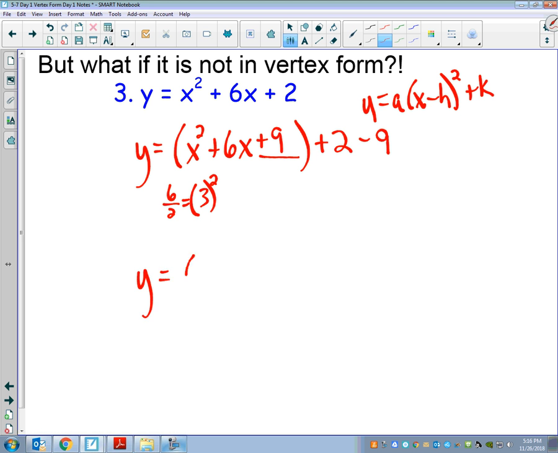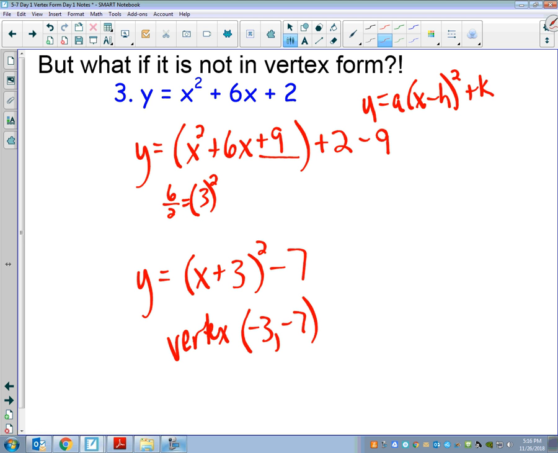So look what I've just done. I could now factor this into what multiplies to give me 9 that adds to give me 6 would be 3 and 3. And then 2 minus 9 is negative 7. So by looking at this, I can see that the vertex is what? Negative 3, negative 7. Which means it's going to move left 3 and down 7. It still has an a value of 1, so I would just do 1, 3, 5 rule.